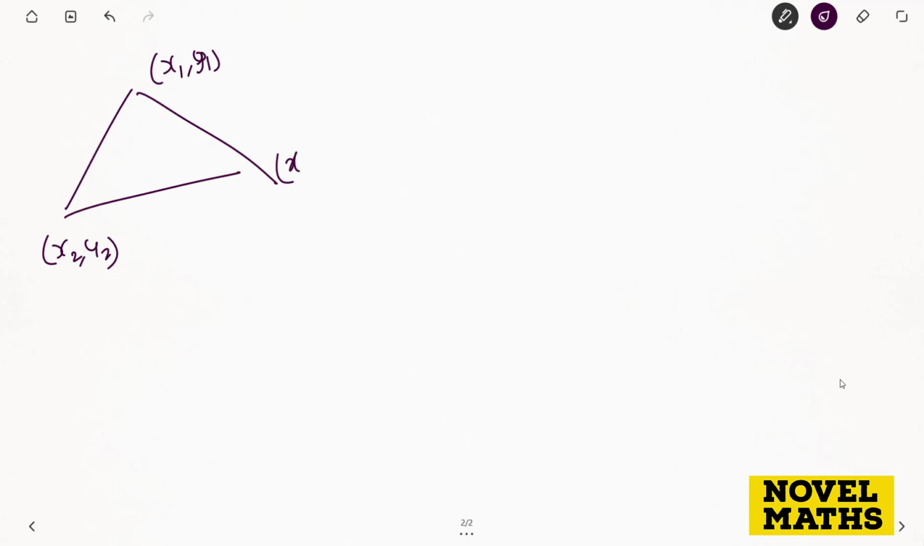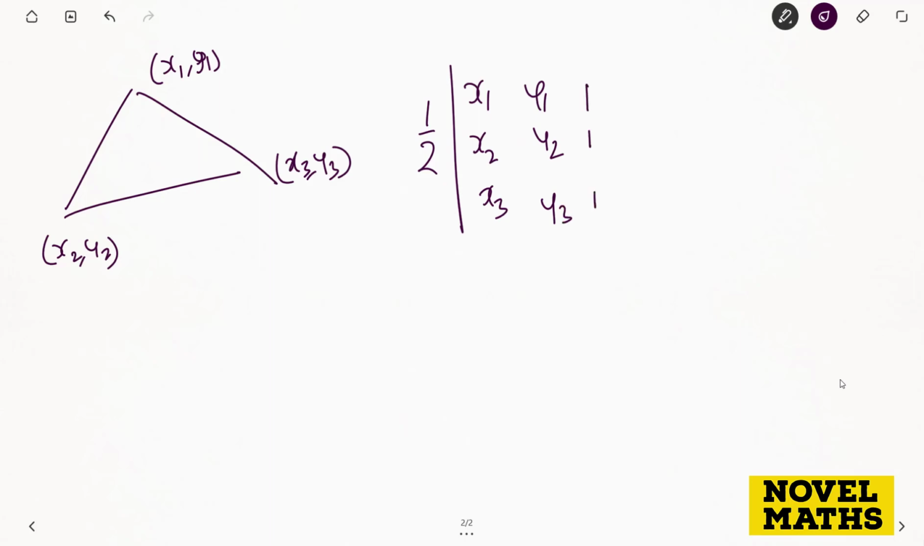So in summary, if we have a triangle ABC with x1 y1, x2 y2, x3 y3, the area of the triangle is 1/2 times the absolute value of that determinant: x1 x2 x3, y1 y2 y3, 1 1 and 1. And how to expand this determinant? You can alternate the sign, plus, minus, plus, although I'll cover this in much detail.